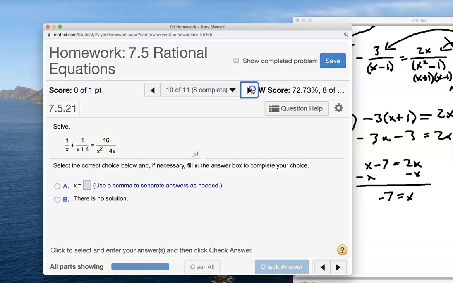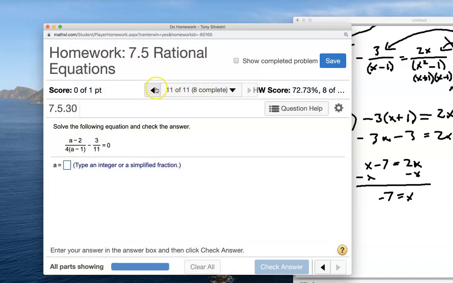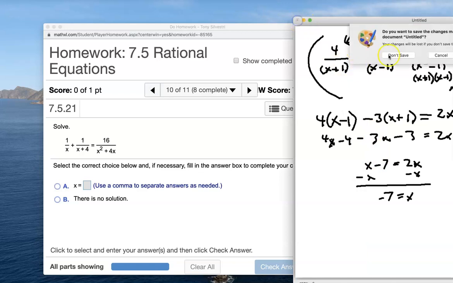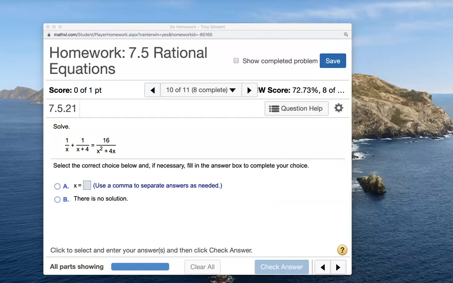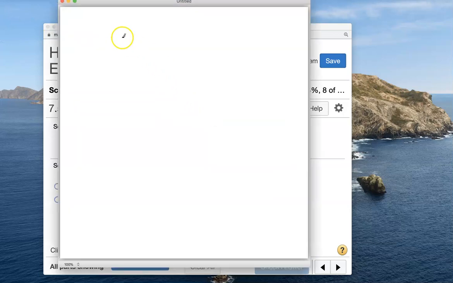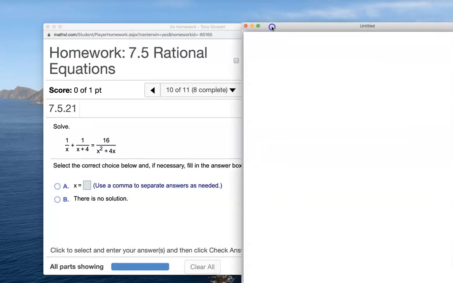What's the next one? And the next one. Okay, we'll do them all. Close this. Don't save. File new. File new. Okay, move this over to here and let's have some fun.